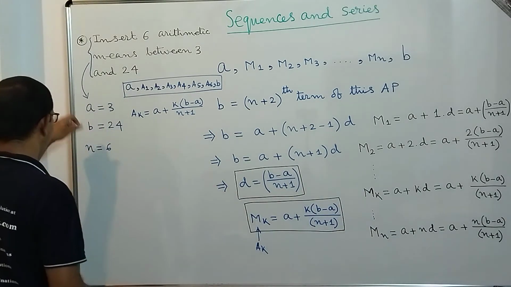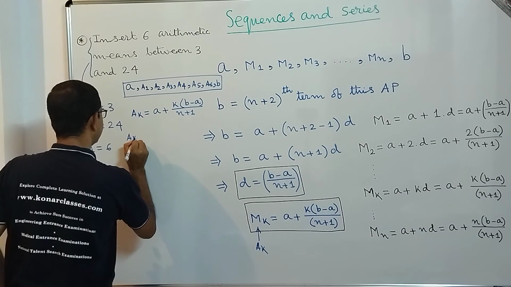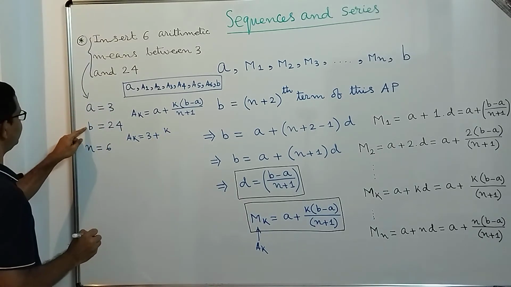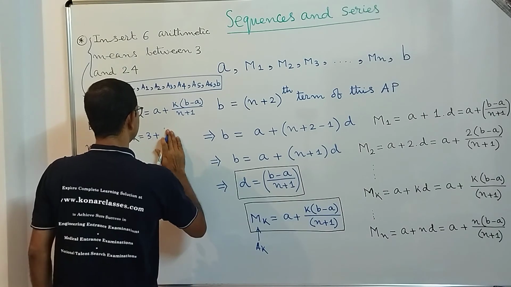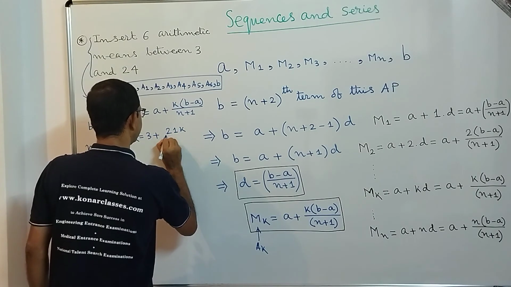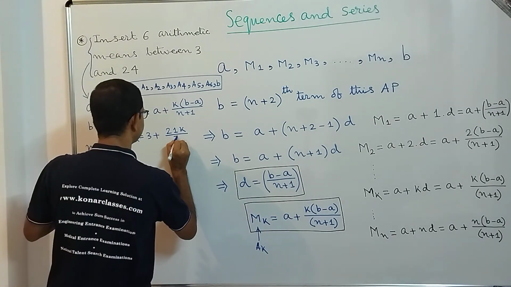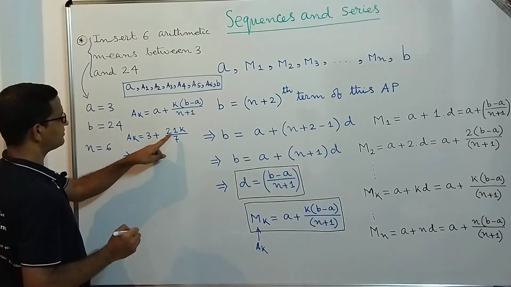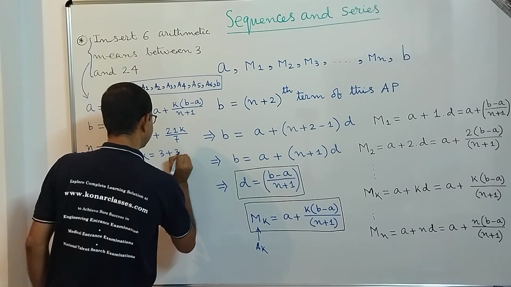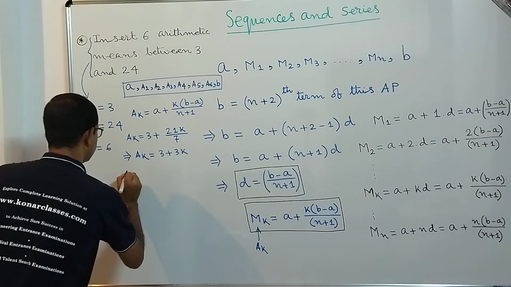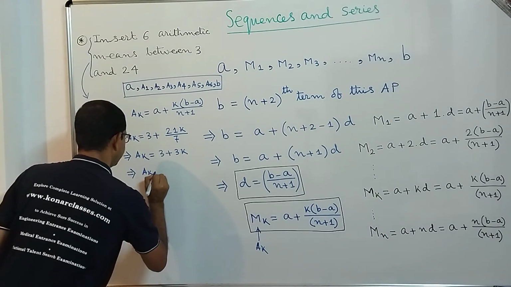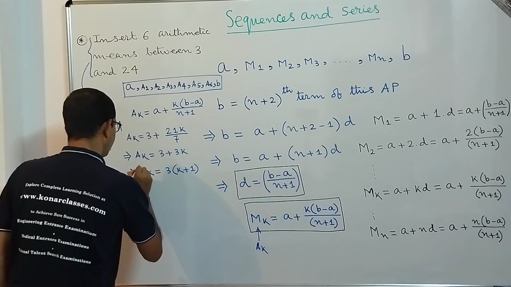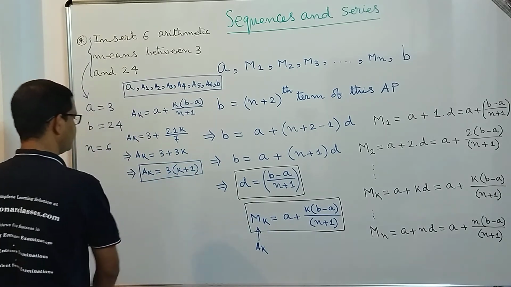In context to our particular example, the value of Ak is equal to A, which is 3, plus k into (B minus A). B minus A is 24 minus 3, that is 21. So you can write 21 into k divided by (N plus 1), that is 6 plus 1, which is 7. So we get Ak equal to 3 plus 3k. Further simplifying, we can take 3 common: Ak is equal to 3 into (k plus 1).